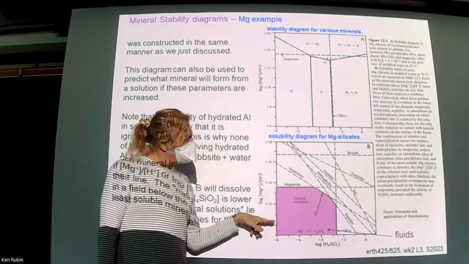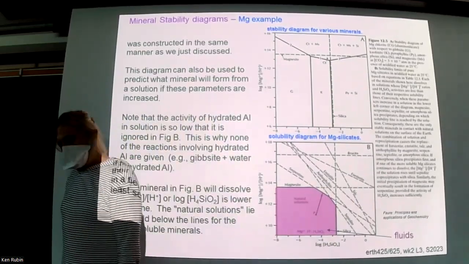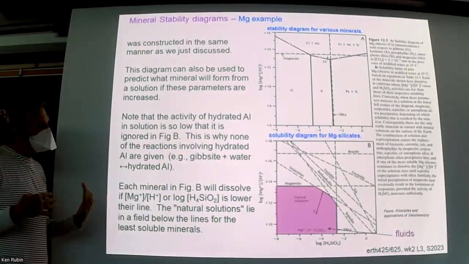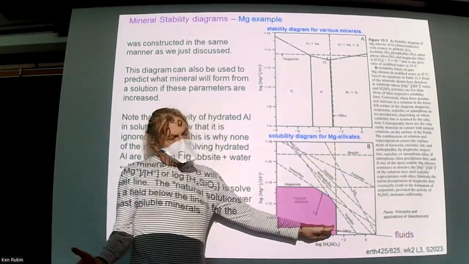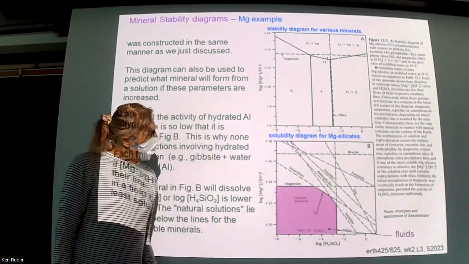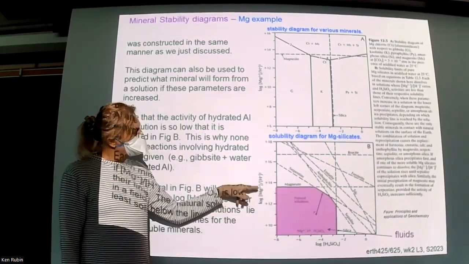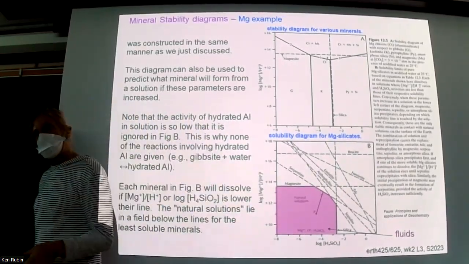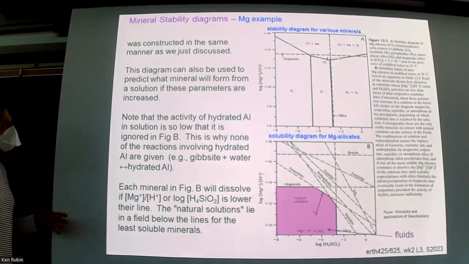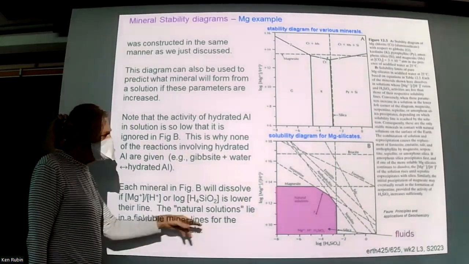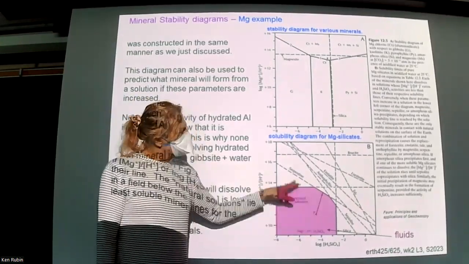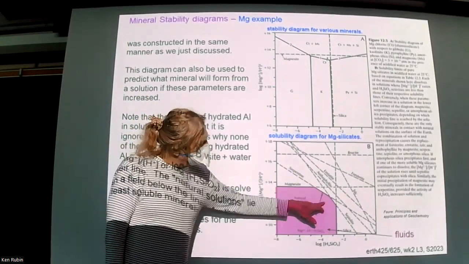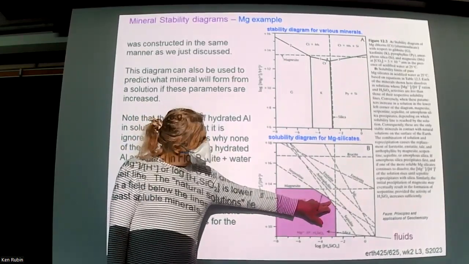And this is the field of natural solutions, meaning if we get to higher silica concentration, we bump up against our amorphous silica line. And if we get to high enough concentration of magnesium, something comes out. In this case, it happens to be the mineral magnesite, the magnesium carbonate. But if we happen to intersect a line over here, it's going to be serpentine. If we happen to intersect over here, it's sepiolite.